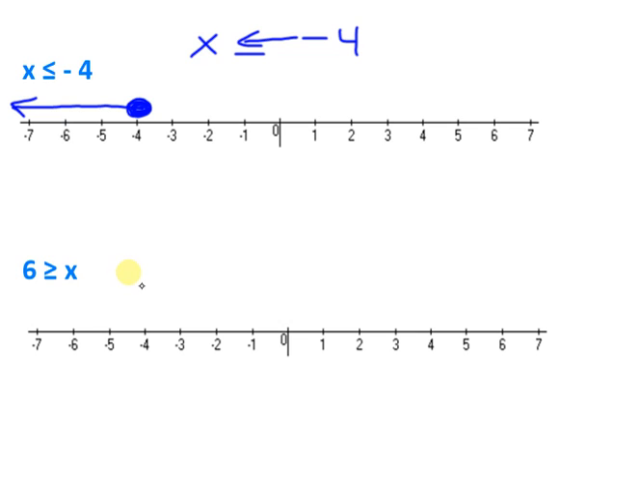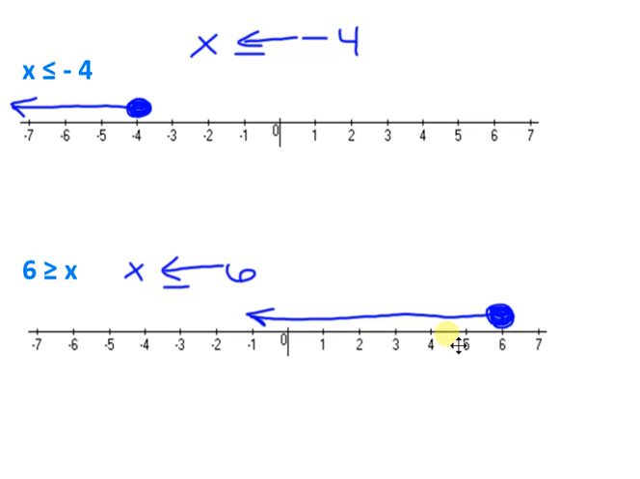Okay, now let's look at this one here. Is my variable on the left? No. So I need to flip everything around. Okay. Locate my number. It's +6. And do I have a bar under my sign? Yes. So it's a closed circle. Okay. Now, I'm going to take my symbol and I'm just going to make it an arrow, and it's pointing to the left. So I'm going to take my circle and I'm going to draw my arrow.